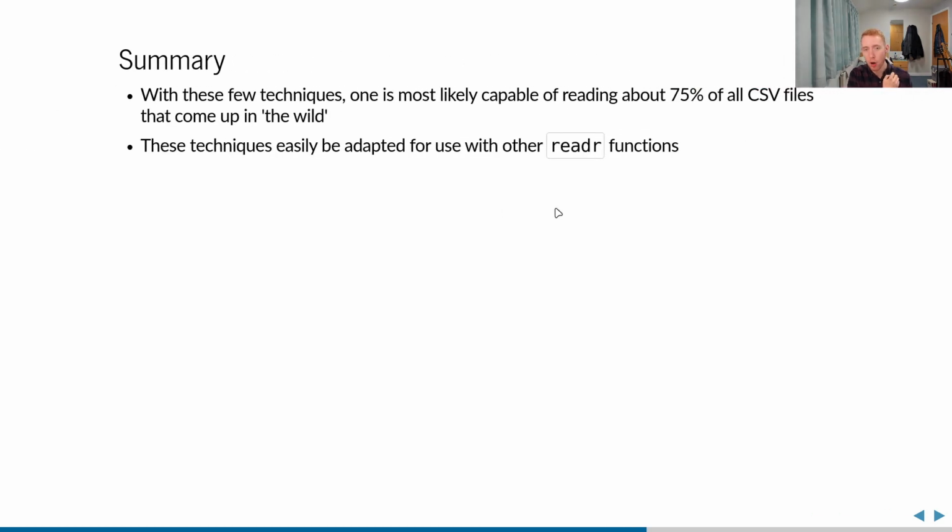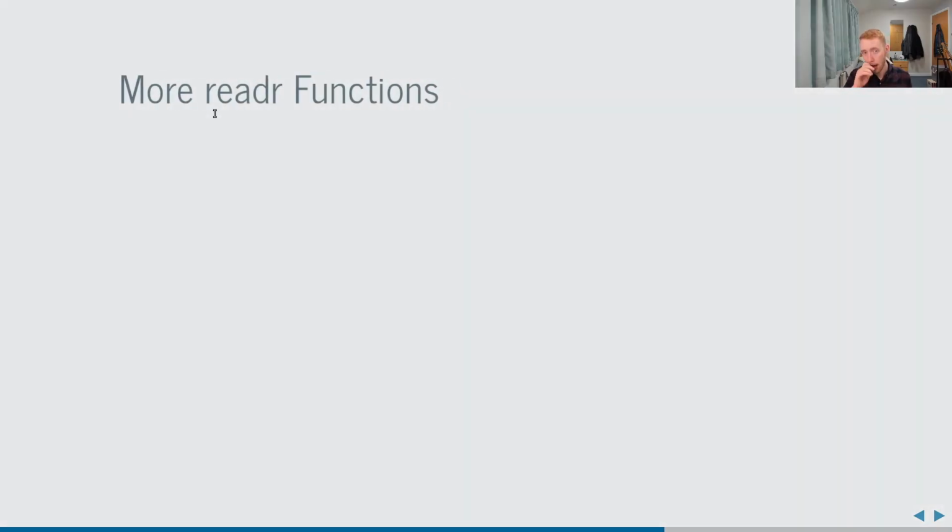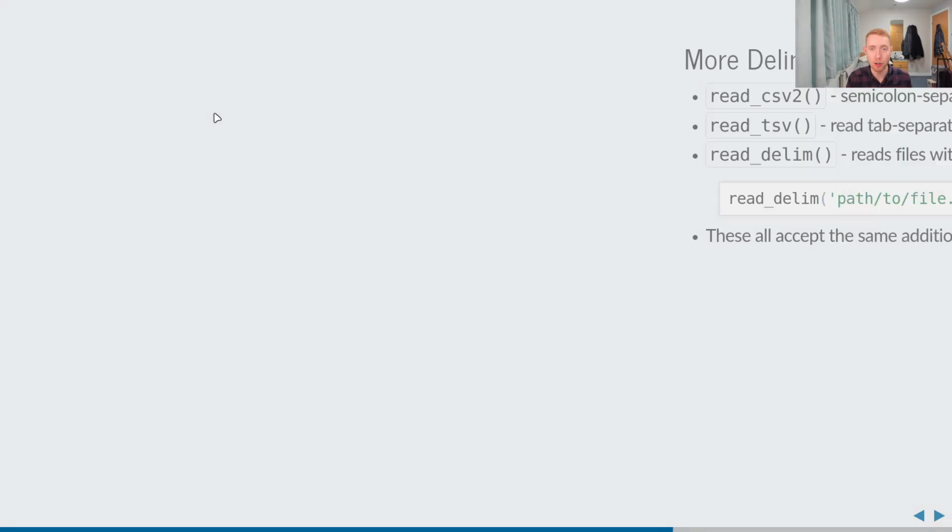Okay, so that was a very quick run through of various different techniques for reading CSV data. But even with just these few, you will be capable of importing a very wide variety of CSV files. I put 75% here, I think that's an underestimate. I think maybe 90 to 95% of all CSV files can be read using these techniques. And so these techniques can easily be used for other functions in readr. And so let's look at a few more readr functions.